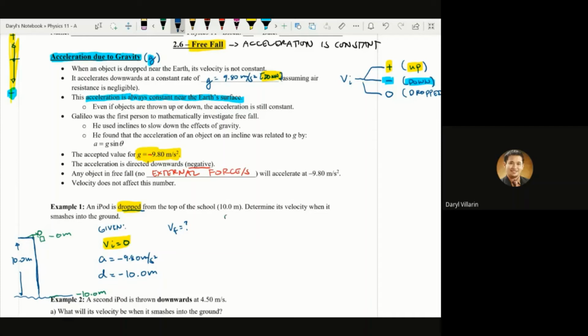So I'll be using that equation, which is Vf squared equals Vi squared plus 2AD. And then I'm just going to replace: this is 0 squared plus 2 times negative 9.8 times negative 10.